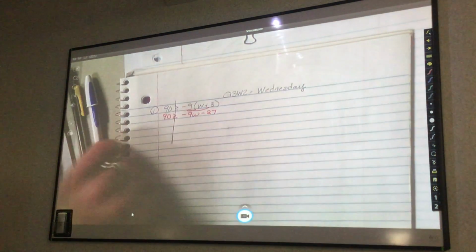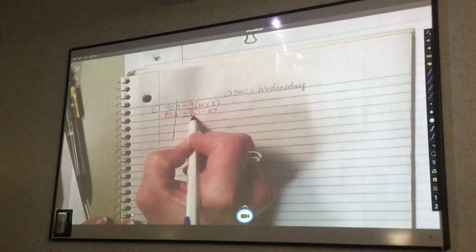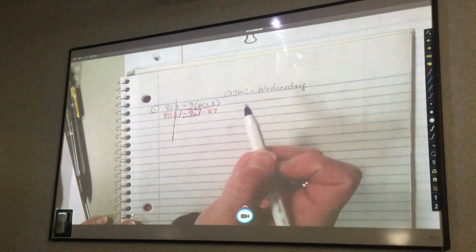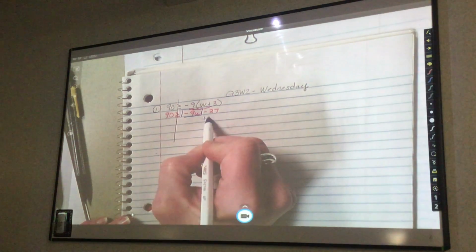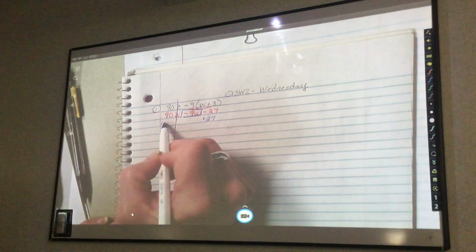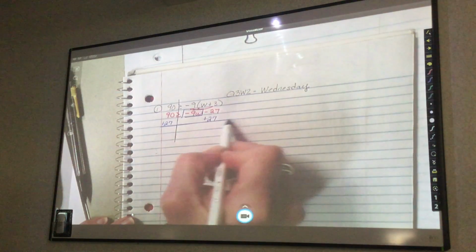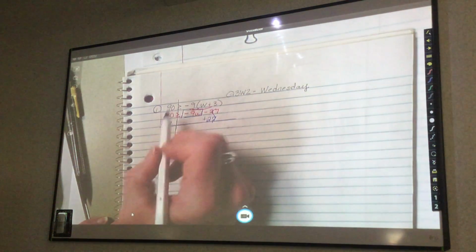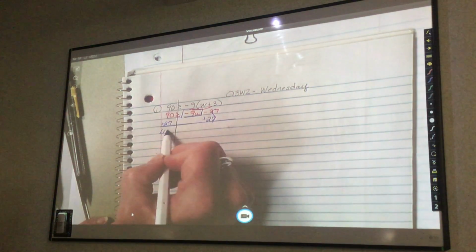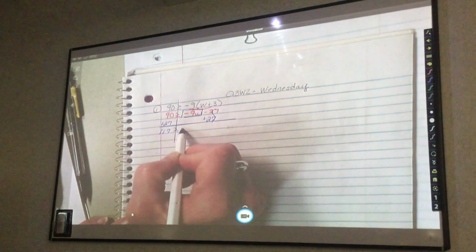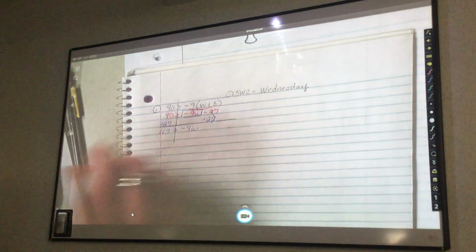Then I'm going to box up my negative 9W because I don't want it to move, but I'm going to move my 27 by adding it to both sides. These cancel each other out, and this adds to 117 is greater than or equal to negative 9W.